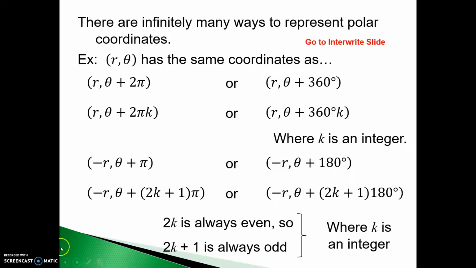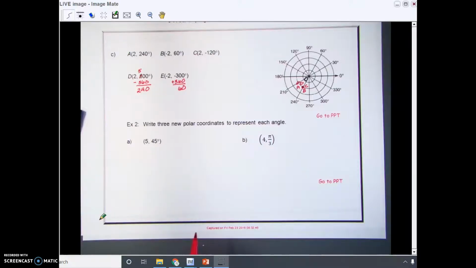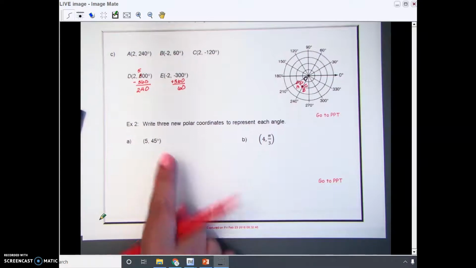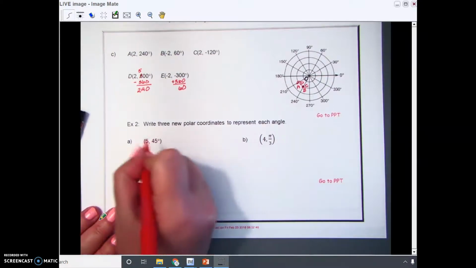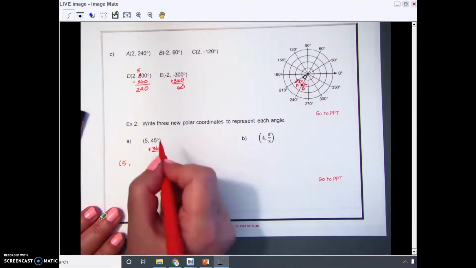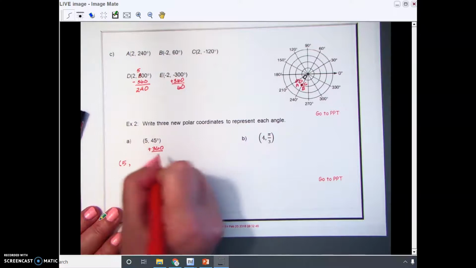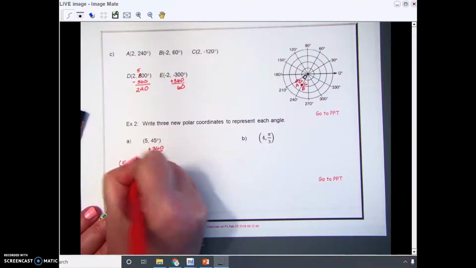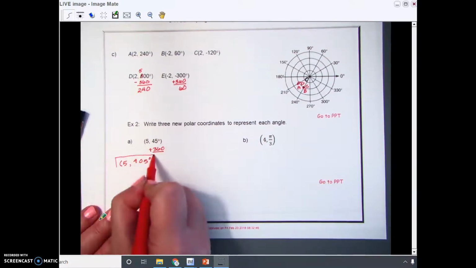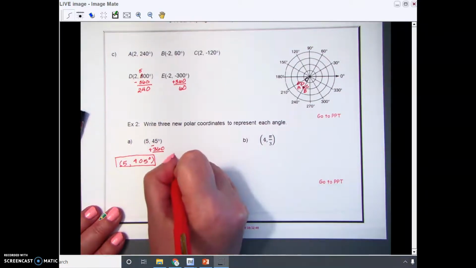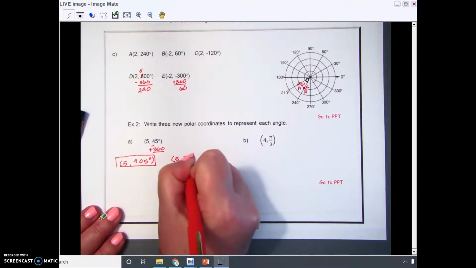All right, so what we want to do is take a look at example number 2, and we want to write 3 new polar coordinates to represent each angle. So one thing we could do is add 360 to this, and so that would give us 5 comma, and what would that be? We end with a 5, carry the 1, so that would be 5 comma 405, correct? Instead of adding 360, we could subtract 360, and so that gives us 5 comma 315.